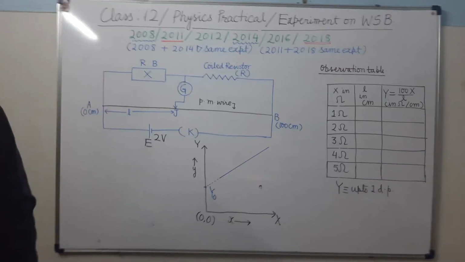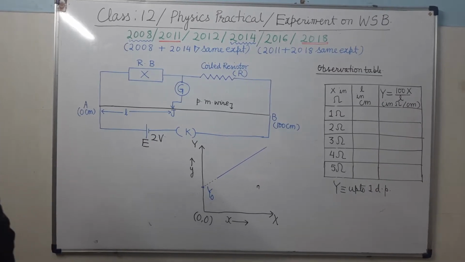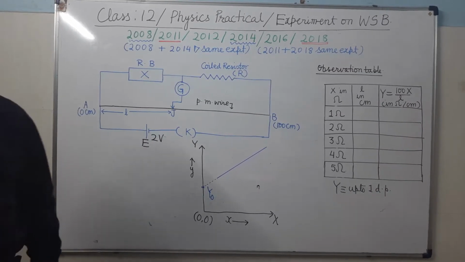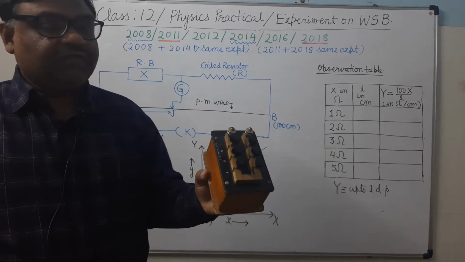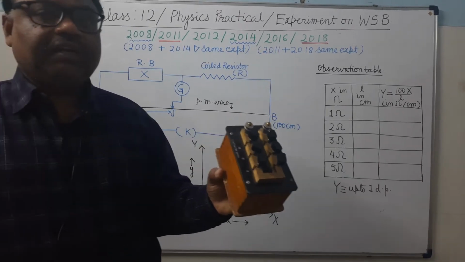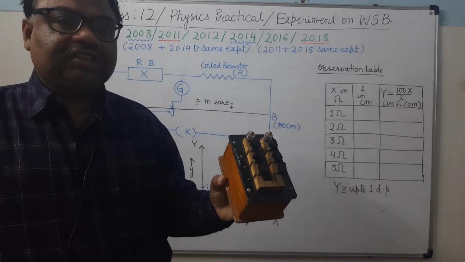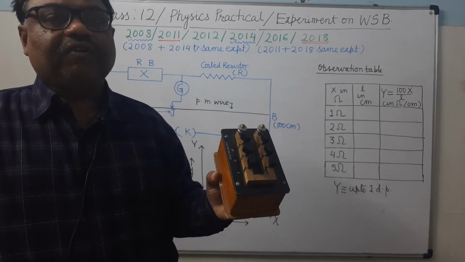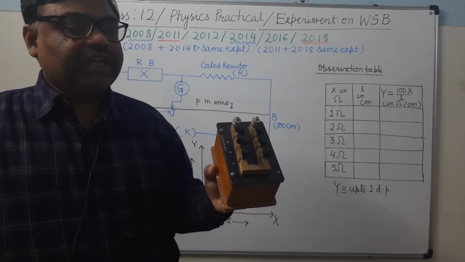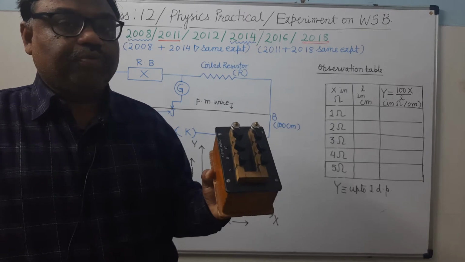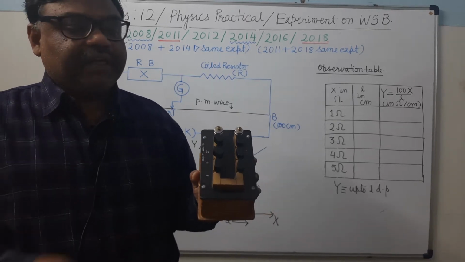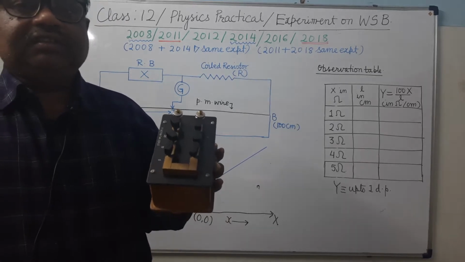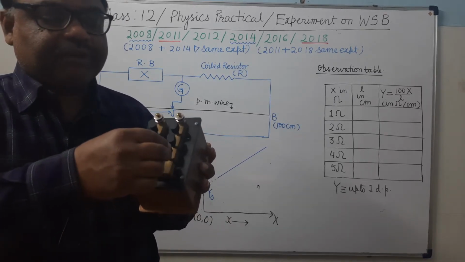Now I will explain the circuit diagram, but before that, see what a resistance box is, which you already know. This is the resistance box with the help of which we can introduce resistance at a gap of 1 ohm. We can introduce resistance of 1 ohm, 2 ohm, 3 ohm, 4 ohm, 5 ohm by taking out these plug keys of that much value.